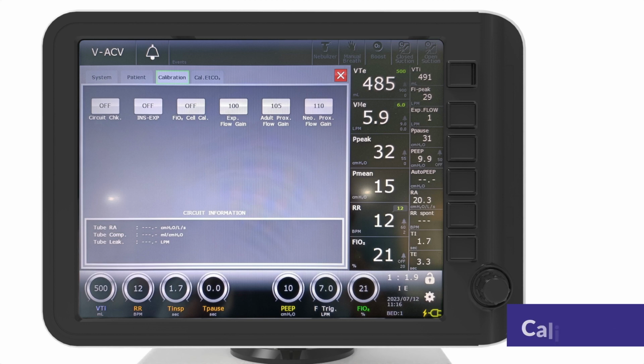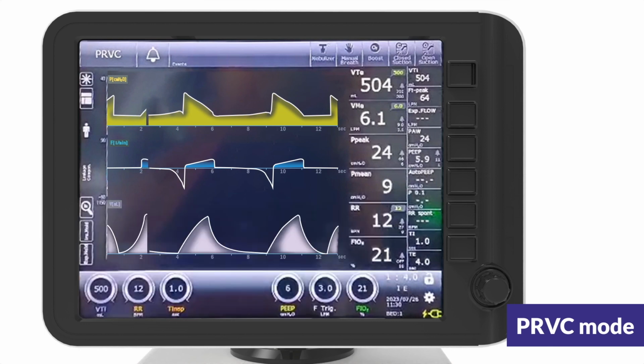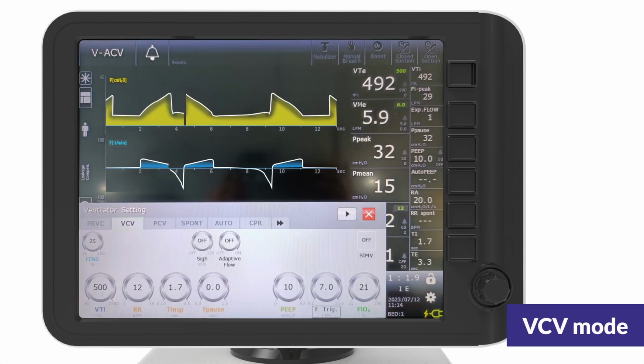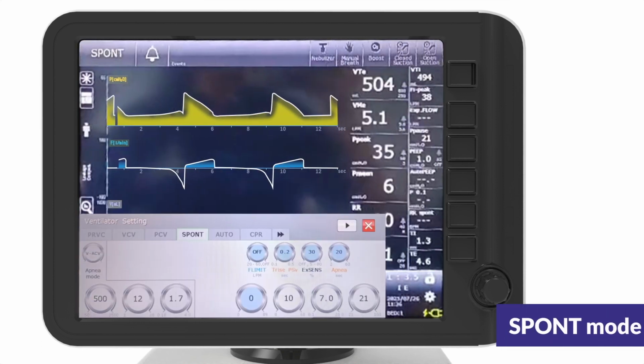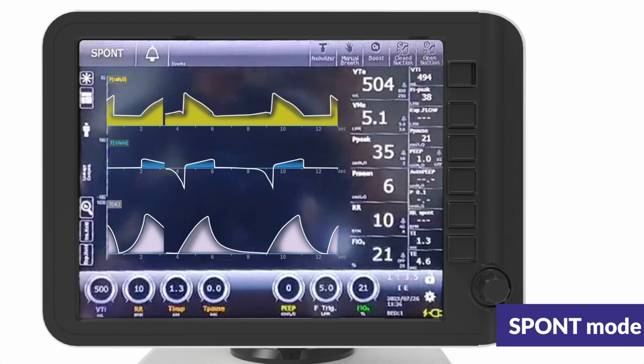PRVC mode, that is pressure regulated volume control mode, operates by adjusting the inspiratory pressure to achieve the desired tidal volume, regardless of changes in lung compliance or airway resistance. Volume control mode is a commonly used ventilation mode that delivers a preset tidal volume of air to the patient with each breath. Spontaneous mode, also known as pressure support ventilation, is a mode of mechanical ventilation commonly used in medical settings to assist patients in breathing.